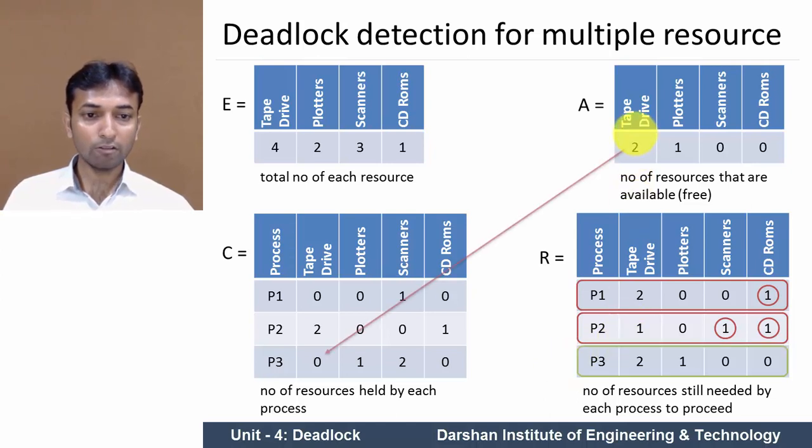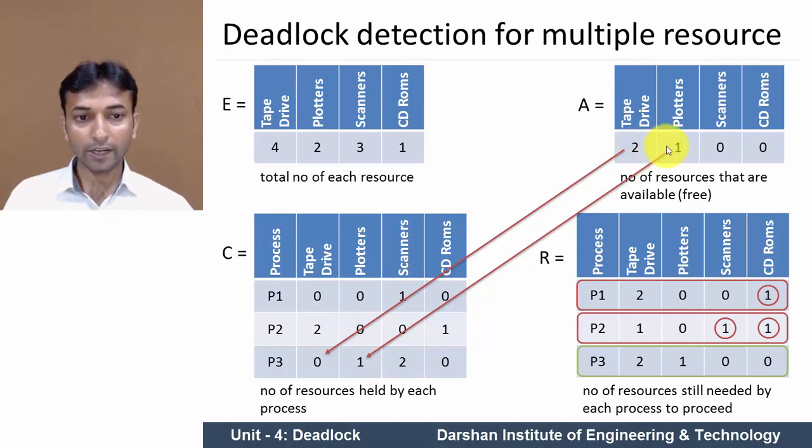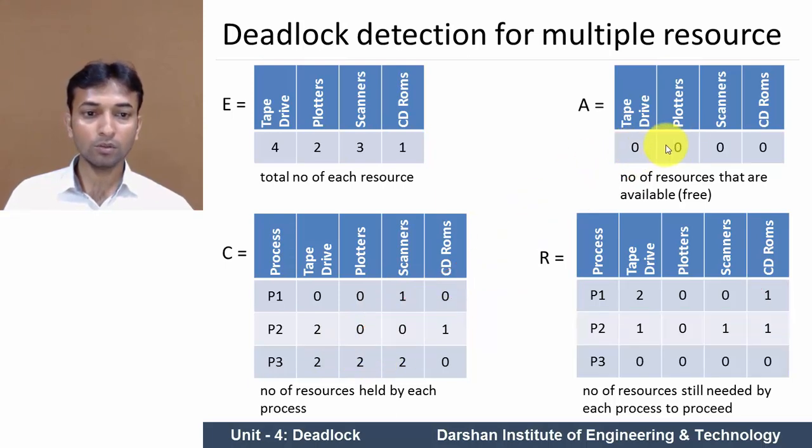So these 2 tape drives are allocated to process P3 and 1 plotter is allocated to this process P3. Once these 2 tape drives and 1 plotter are allocated to this process, the number of free resources becomes 0, 0 and 2, and 1 is added to 1, so it becomes 2. Now once this process is completed, all its resources become free and are added to the free resources. So after completing process P3, 2 tape drives become free, 2 plotters become free and 2 scanners become free. So it becomes 2, 2 and 2.